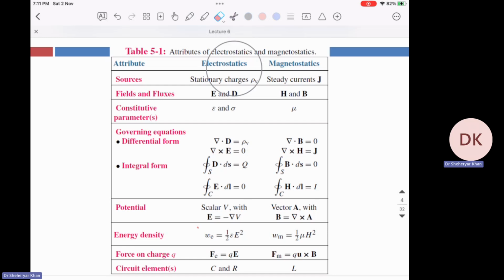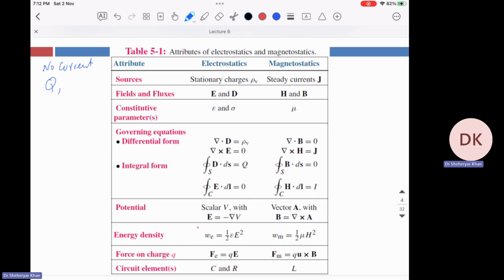Since the name suggests, statics means at rest, right? If you consider electrostatics, that means there is no current, right? And you can only have the charges. And the charges, when they are at rest, there is no current. So what we call the static electric field.